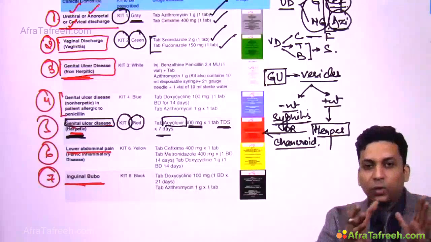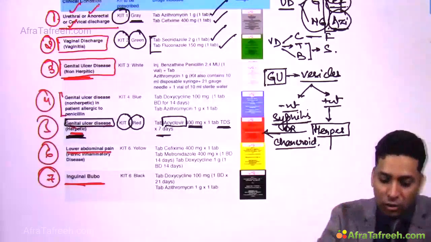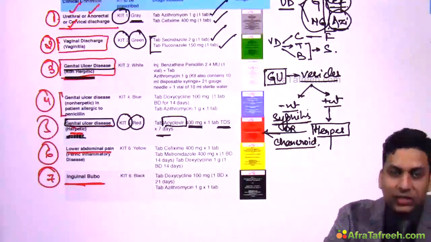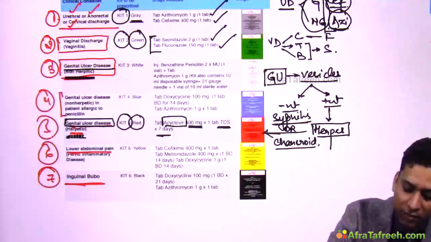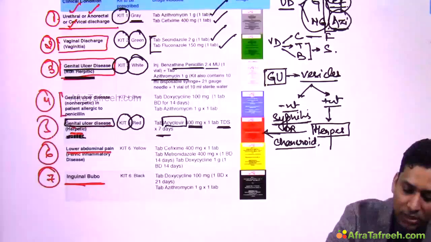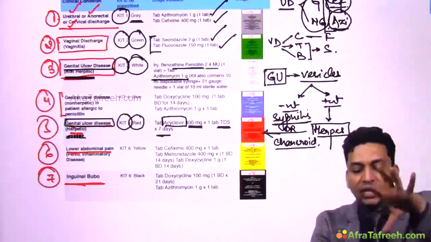So for syphilis, what is the drug of choice? Penicillin. And for chancroid, what is the drug of choice? It is azithromycin. And that is the reason why for genital ulcer which is non-herpetic, that is without vesicles, where we need to treat for syphilis and chancroid, we give kit 3, which is white in color, which has penicillin. So benzathine penicillin injection 2.4 million units and azithromycin 1 gram. Penicillin will take care of the syphilis and azithromycin will take care of the chancroid.